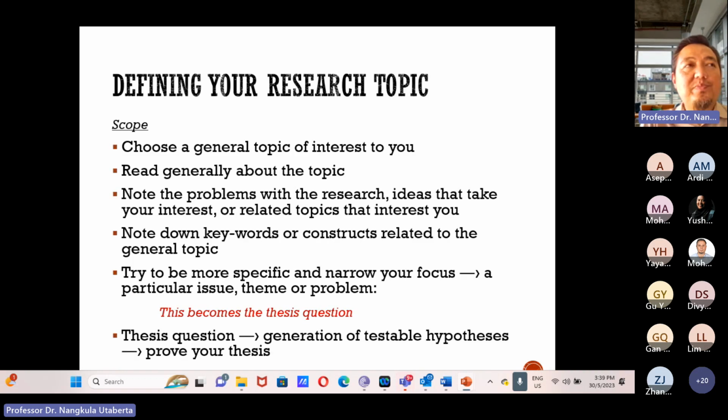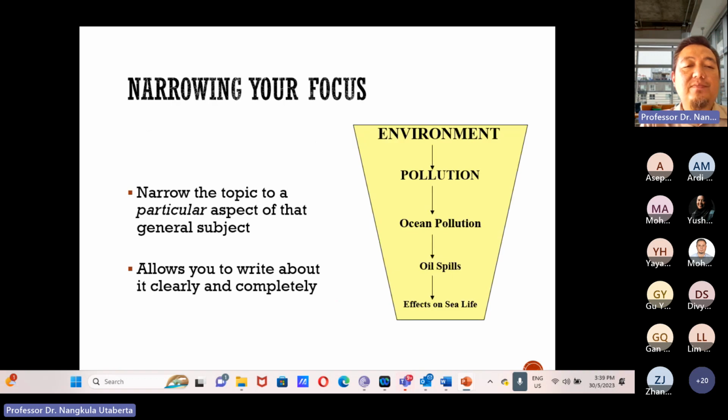Defining your research topic, you have to pick a clear scope. This is a very important one. I explained to you before how we go from a big topic, the big picture, then narrow down into a specific scope of research. Like this one, you see, narrowing your focus. Environmental, you might talk about pollution. There are lots of environmental issues. Even socio-cultural environment is also part of environment. But you only want to talk about pollution, for example. Ocean pollution, oil spill, effect on sea life.